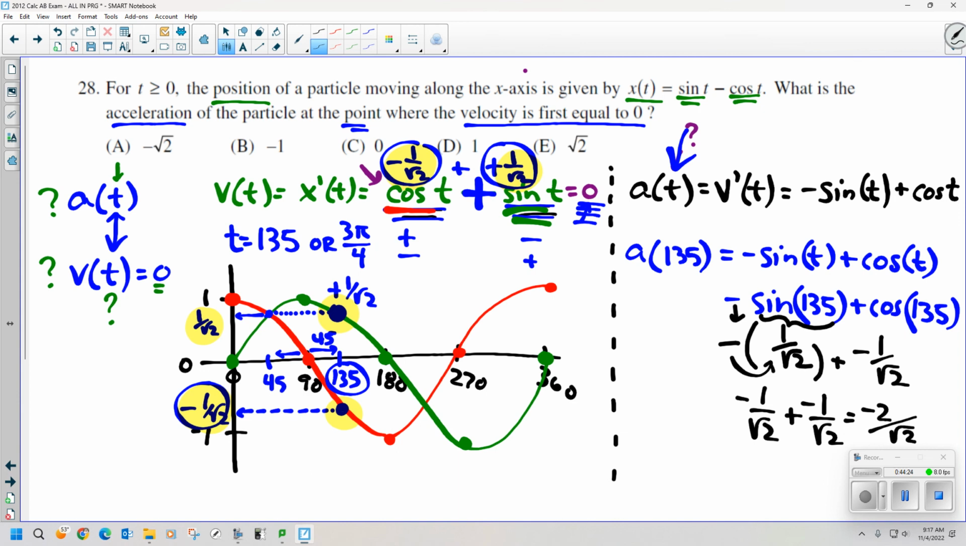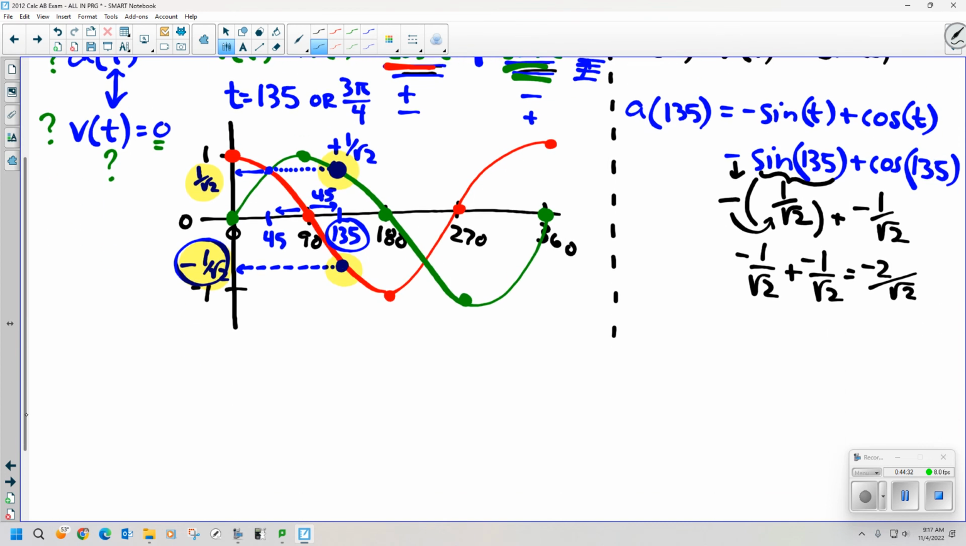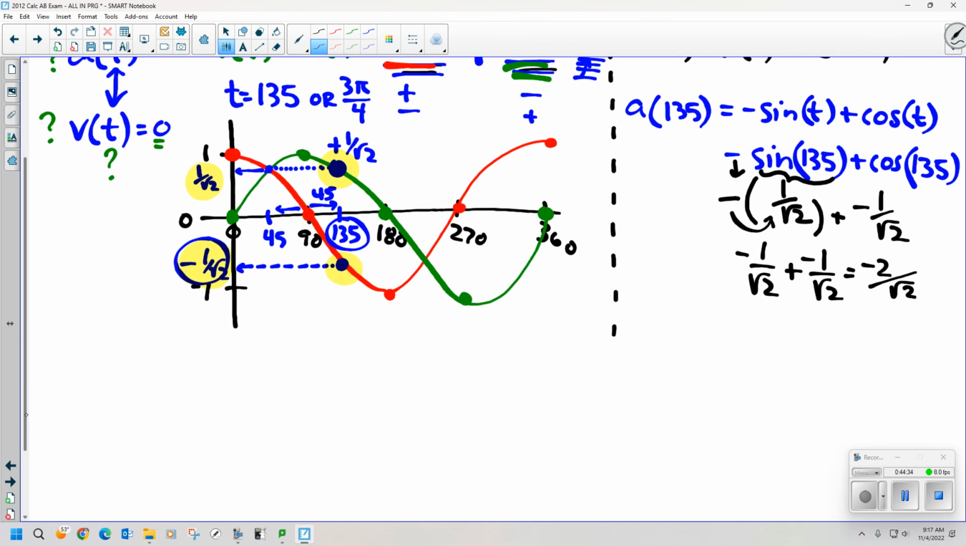If I look at my answers, that's not there. Why? Because they simplify it. I only simplify these if I need to, and in this case, I need to. Multiple choice on the test simplifies. In the free response questions, it never tells you to simplify, but multiple choice questions typically always simplify. So if I have negative 2 over the square root of 2, I multiply the top and bottom by the square root of 2, and I get negative 2 square root of 2 over 2 squared.